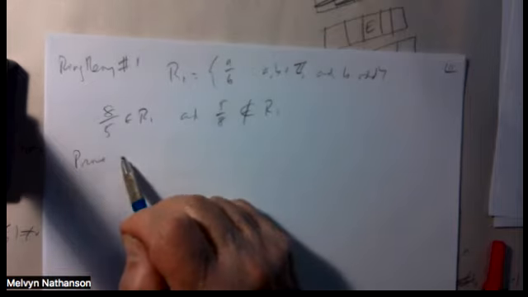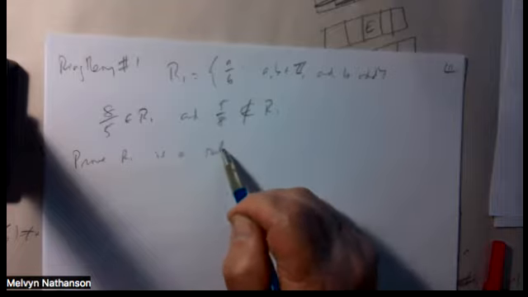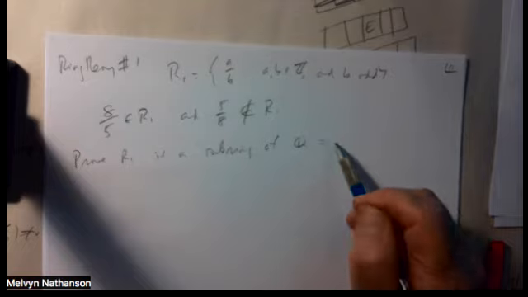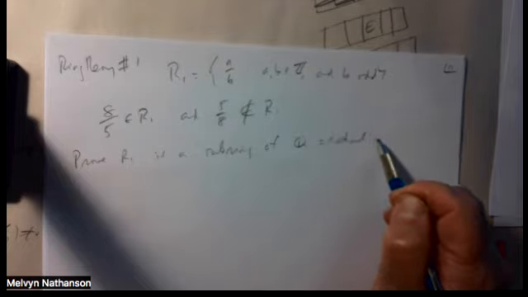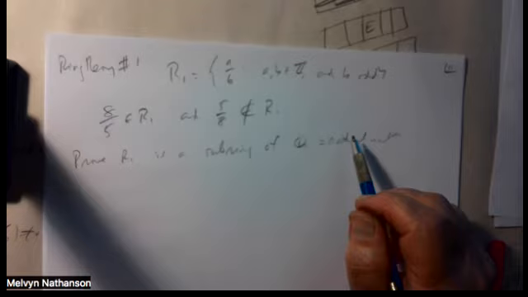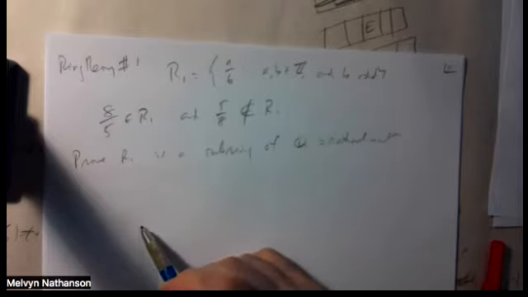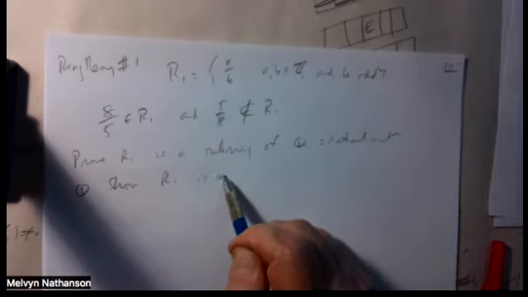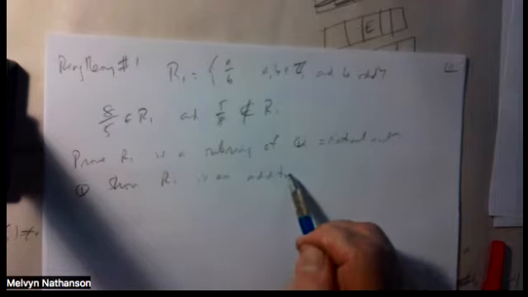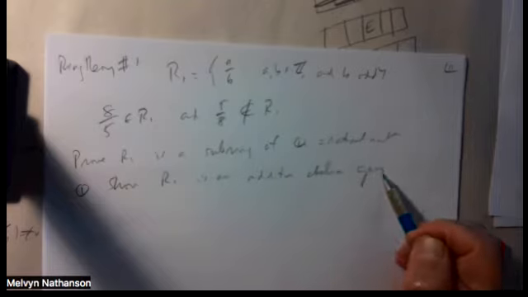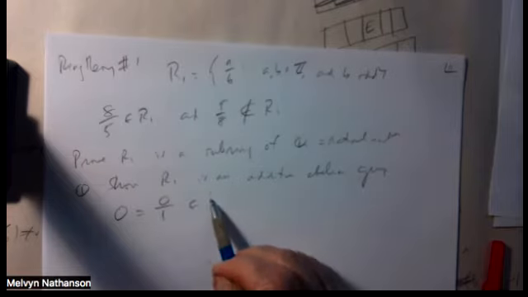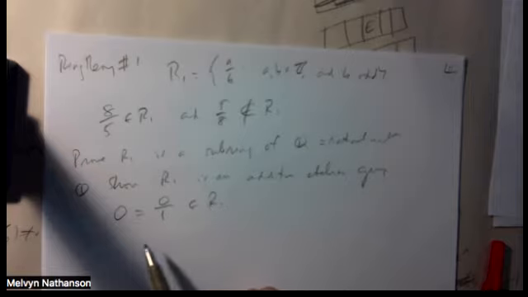So we want to prove R1 is a subring of Q, the rational numbers. So first of all, show R1 is an additive abelian group. So of course, 0, you can write as 0 over 1. The denominator is 1. This is in R1. So R1 certainly contains 0.